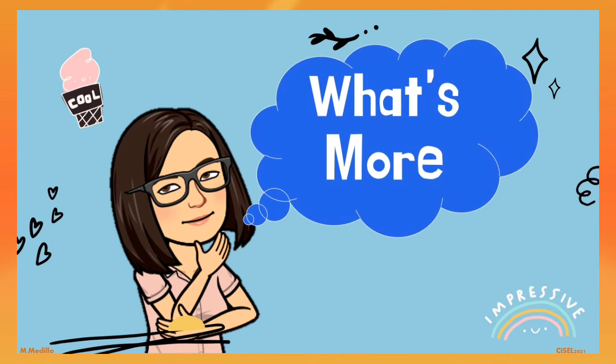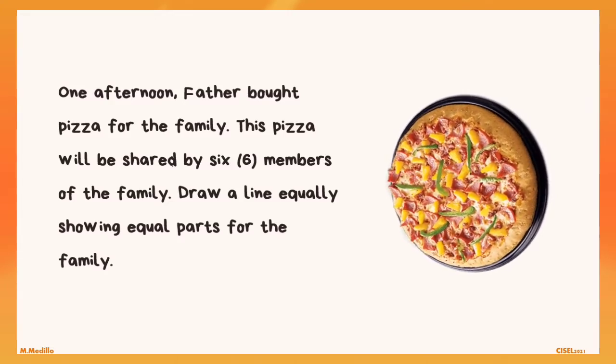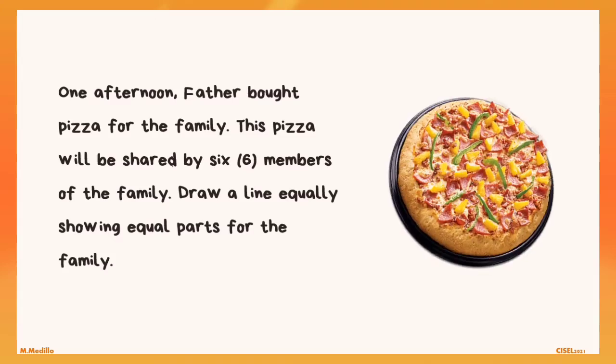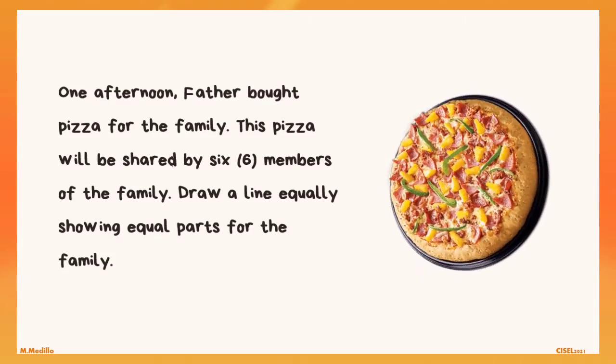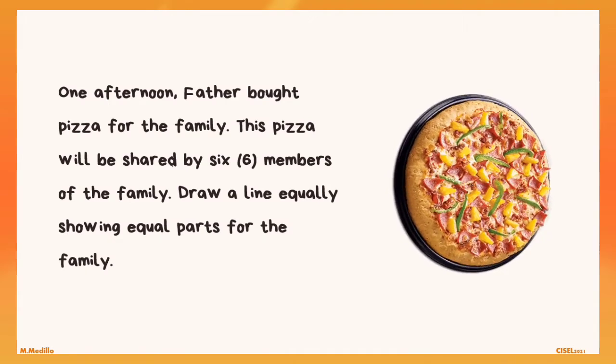In this part of our lesson, we have to read the story very carefully so that we can follow the directions given by the story. One afternoon, Father bought pizza for the family. This pizza will be shared by 6 members of the family. Draw a line equally showing equal parts for the family.